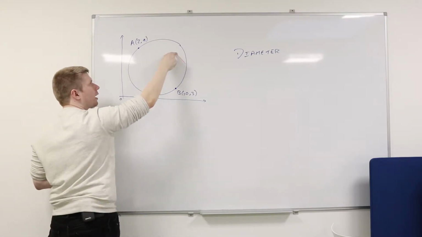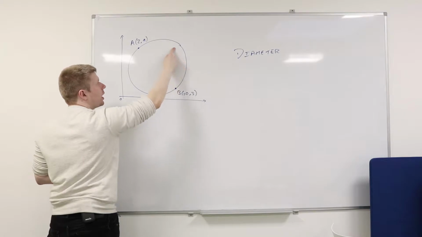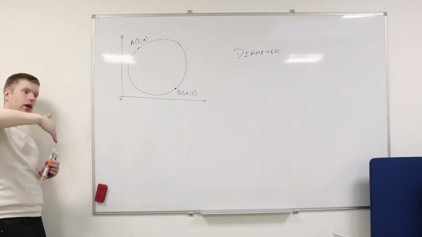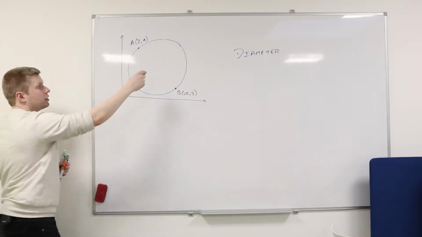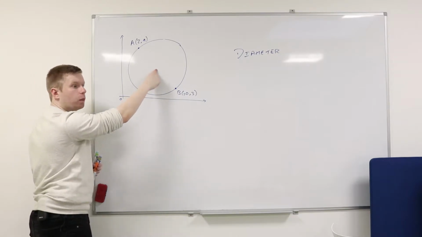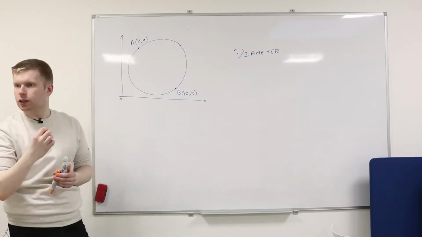The center. Yeah, good, well done. So the diameter is a line which passes from one side of the circle to another, but it has to go through the midpoint or the center of the circle. So it's not just any line, it has to go through the center.